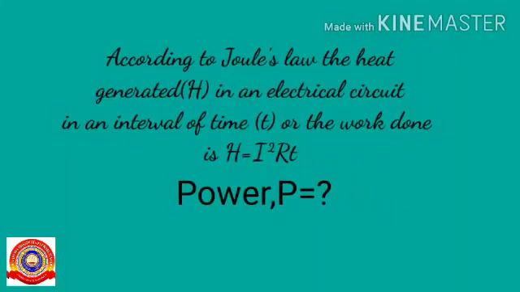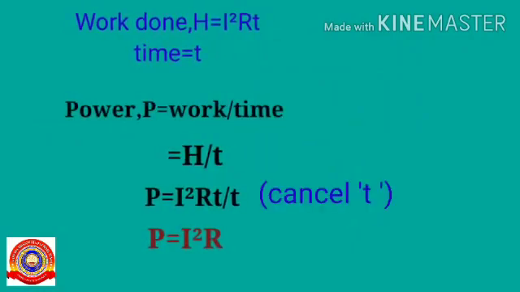Next we are going to derive some equations for finding power using Joule's law of heating. According to Joule's law of heating, H equals I square RT, and here heat is the work done by the electrical appliance, and the time is small letter t. The equation for finding power is P equals work by time. Here work is the heat generated, so the equation changes to P equals I square RT by T. In the place of H, we apply Joule's equation I square RT. Then cancel T on both sides, and the equation changes to P equals I square R. This is the first equation.